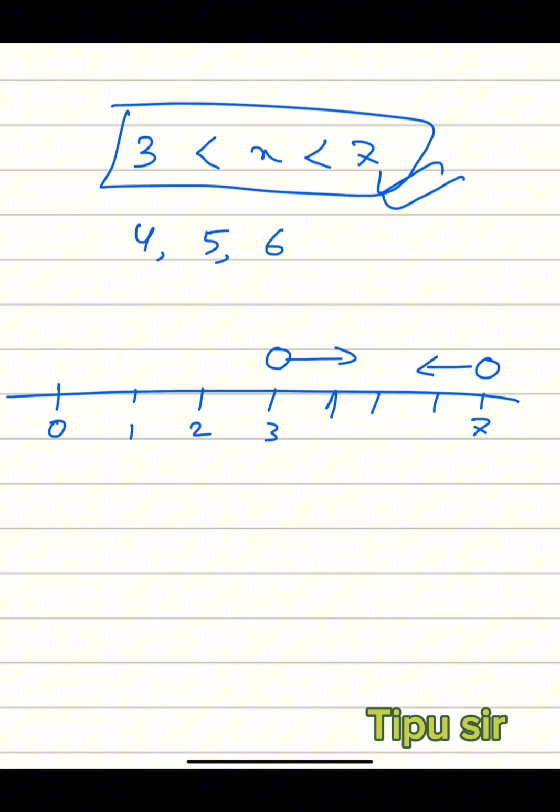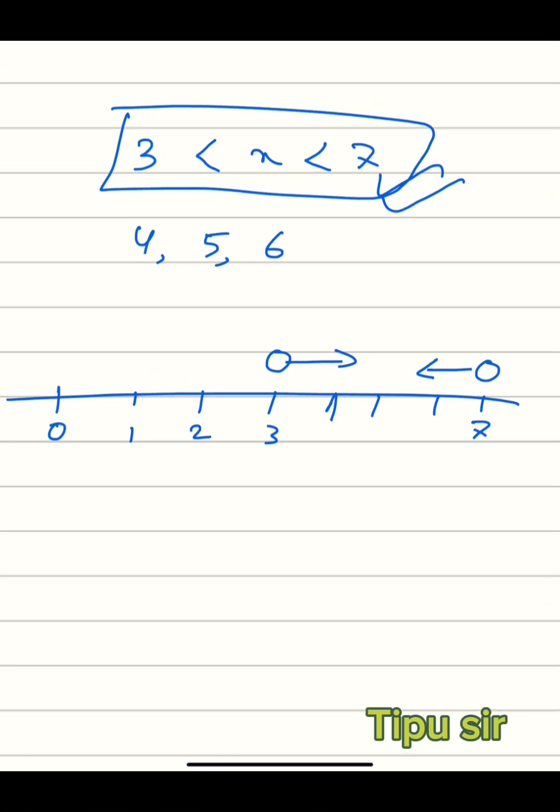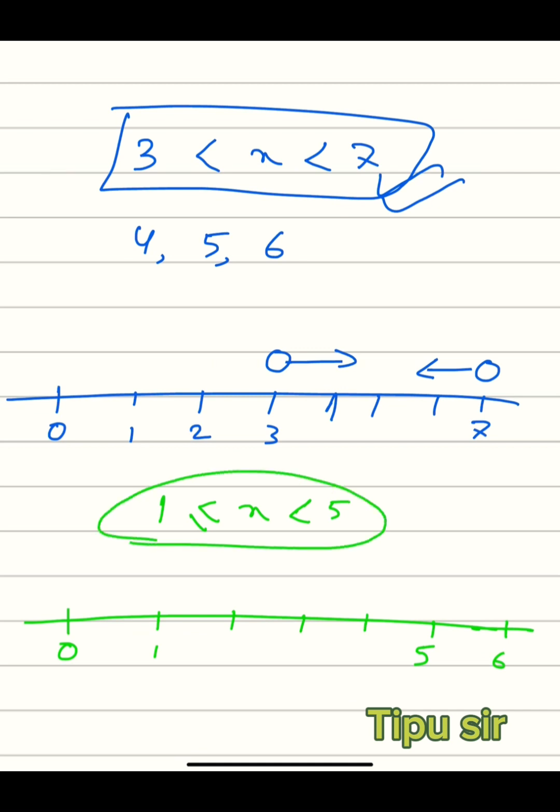Now let's change it a bit. Let's see a different inequality. 1 ≤ x < 5. Let's represent this on a number line. We draw a straight line. At one point we give a 0, then we give a 1, 2, 3, 4, 5, and the last one will be 6. How to do this inequality on a number line? As you can see, x has to be greater than or equal to 1. We make a circle on 1.